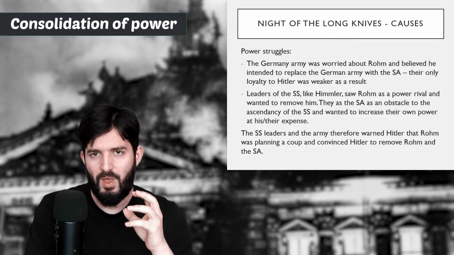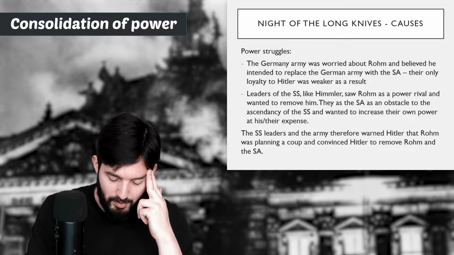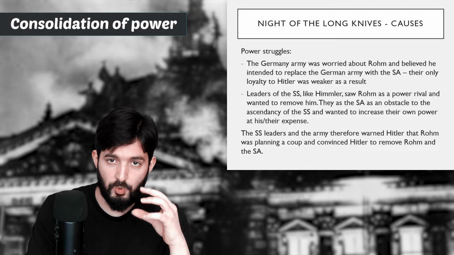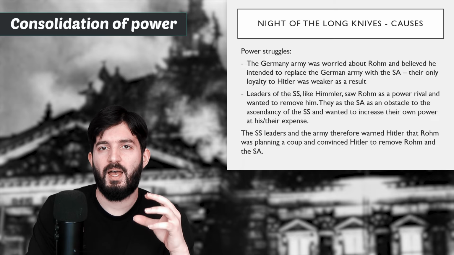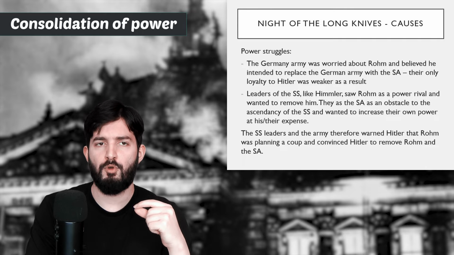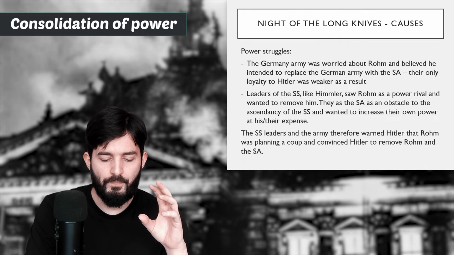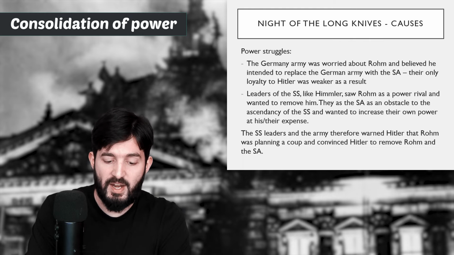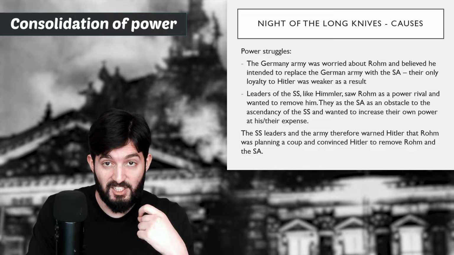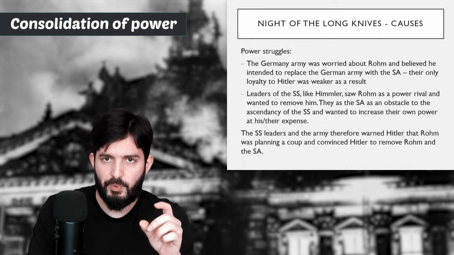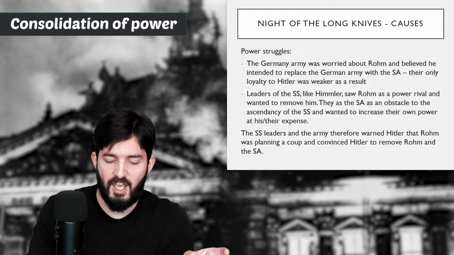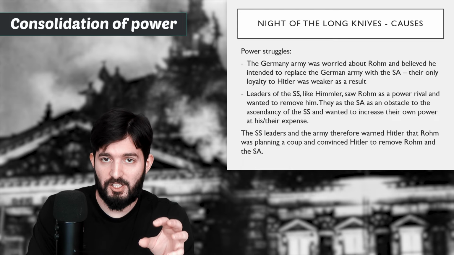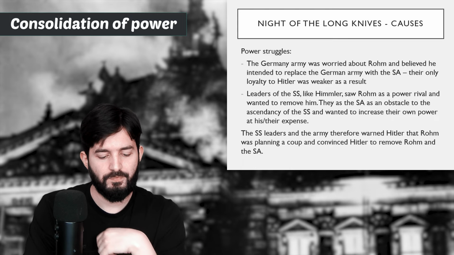Now, to add to that, we have a second reason that the Long Knives happened. You could argue that they were genuinely a threat, but there's also the internal power struggles within the government and the party that meant that Hitler was convinced by other forces to move against Röhm. So the first thing is the German army. The German army had also increasingly been worried about Röhm because they believed, and he had said this publicly or suggested this, that he intended to replace the German army with the SA. As a consequence, their loyalty to Hitler was weaker as a result of the existence of the SA, who they believed were a threat to them as the army.